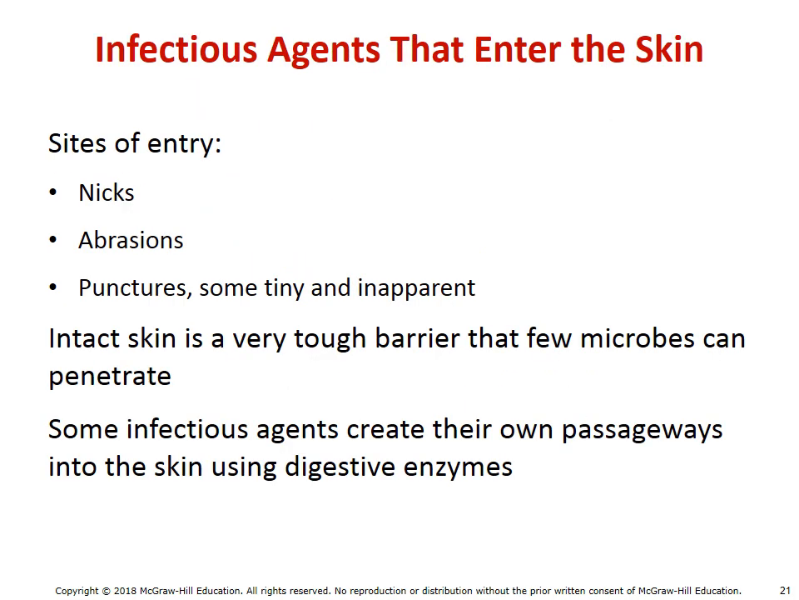So how can we get past the skin? Well, many times it's through nicks, abrasions, punctures, or tiny holes that develop. In fact, ultimately, the skin is one of our most protective organs we have because it's a pretty tough barrier to actually allow for microbes to get through. And so naturally, if we have holes in it, then we can have pathways in for infection.